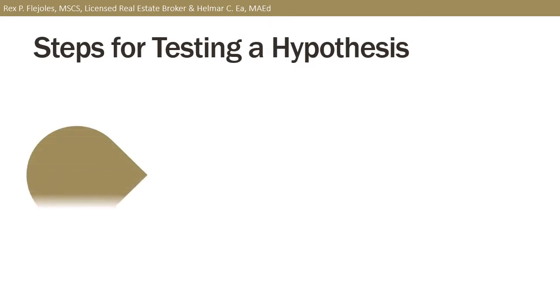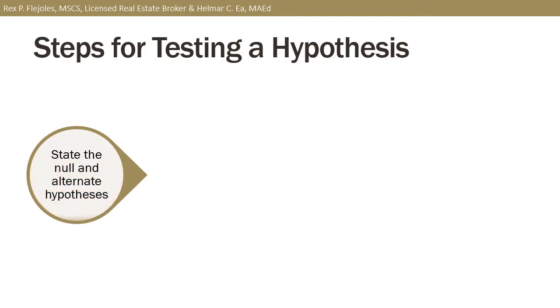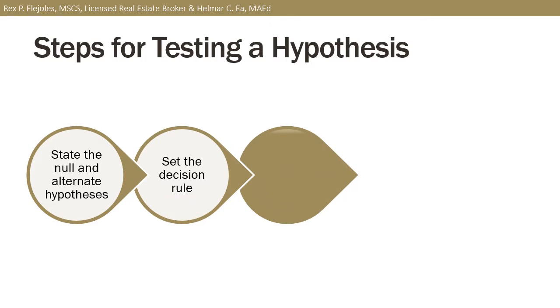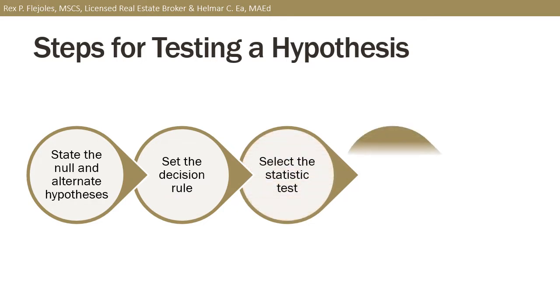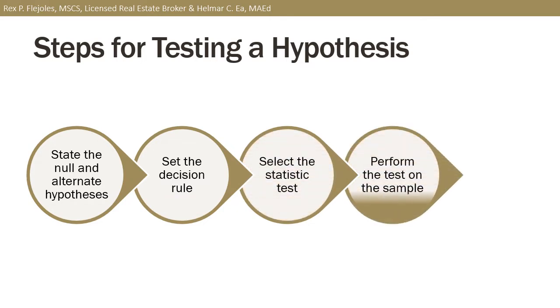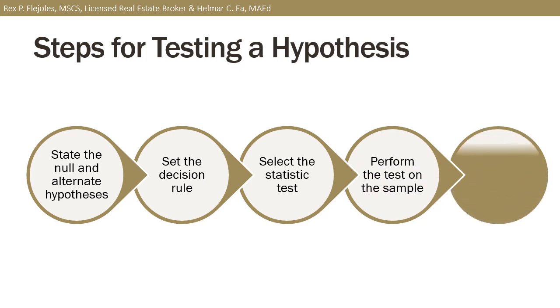These are: first, state the null and alternate hypotheses. Second, set the decision rule. Third, select the statistic test. Fourth, perform the test on the sample. And fifth, make a decision. For better understanding of the terms used in the procedure, the following slides present the corresponding definitions, while a different lesson is allotted for the application of the steps identified.